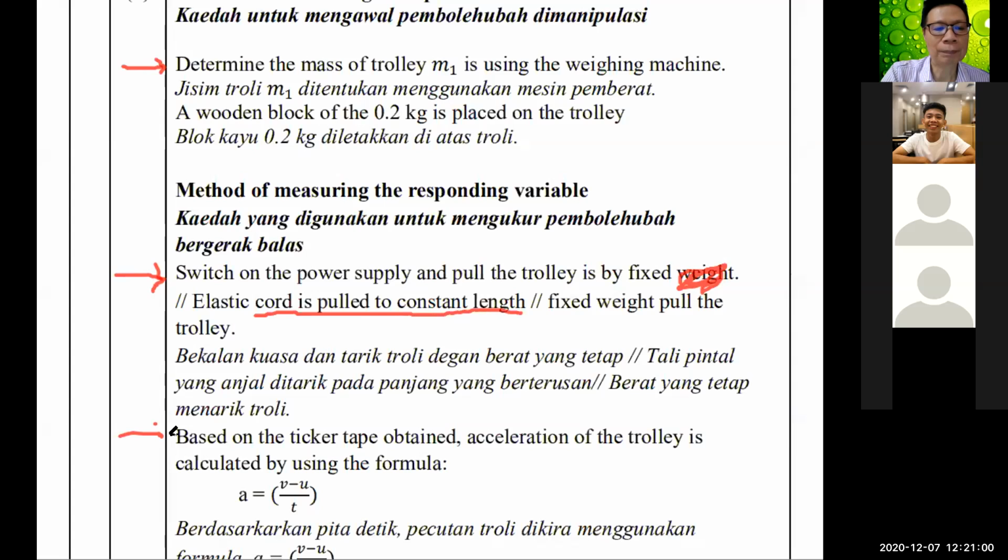based on the ticker tape, obtain the acceleration of the trolley, calculated by using this formula. Find the acceleration using this formula. Just write the formula: final velocity minus initial velocity divided by time. So first, second, third. This one is more important. Not wooden block, slotted weight. Put the slotted weight 0.2 kilo on top, okay?